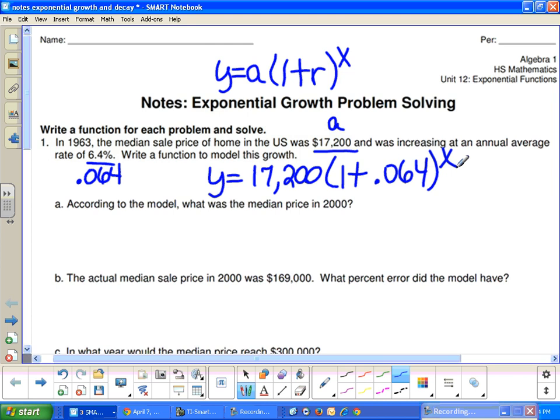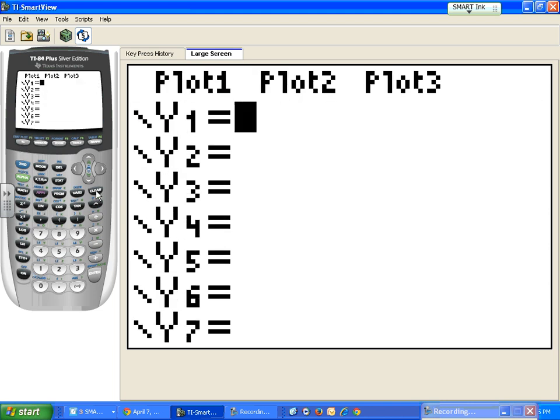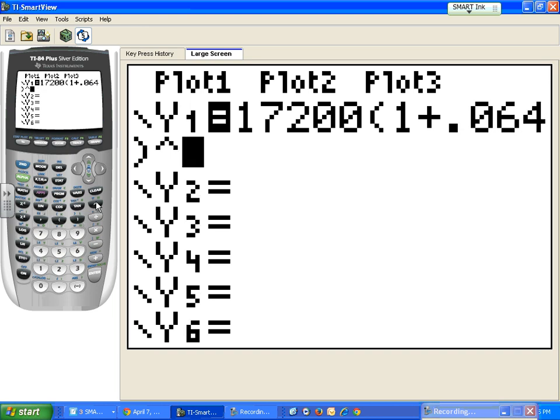Because we're going to find out what the median price is in 2000. Before we look at the table, if we're talking about 2000, we can see how many years we're looking for in our table. So 2000 minus 1963, we have 37 years. So this is what we're going to be looking for. Let's go to our calculator. We'll take out whatever's in here. Y equals 17,200, parentheses, 1 plus 0.064, exponent x.